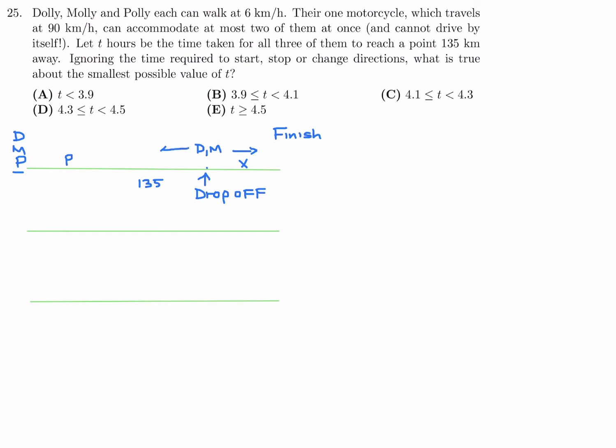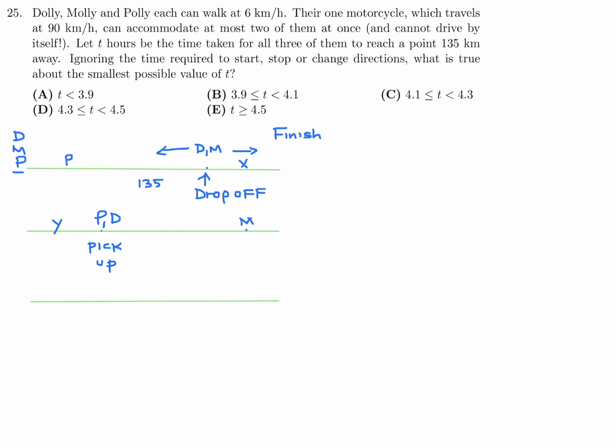But then Dolly goes back to pick up Polly. Okay? So now Dolly's coming back. And by this point, Polly has walked till about here, right? And then Dolly comes back to pick her up. So this is now a pick-up point. Now the distance that Polly has walked from the start to there, I don't know, so I will call it Y. Okay? Meanwhile, Molly is still walking. She is probably pretty close to the finish line. Not sure where, but somewhere around there.